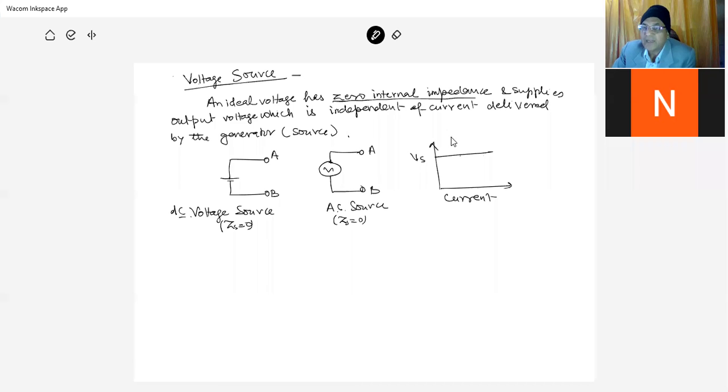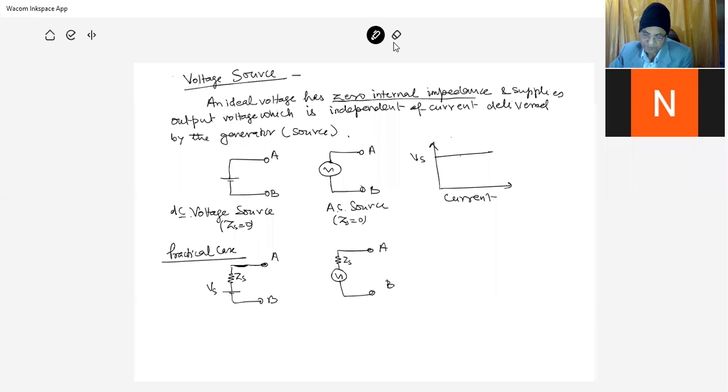Any source has some finite impedance. The practical case is here, this is VS, the voltage source, and here it is ZS, and these are the terminal points A, B. Here also this is the source, then there is ZS, this is the point A, B voltage.